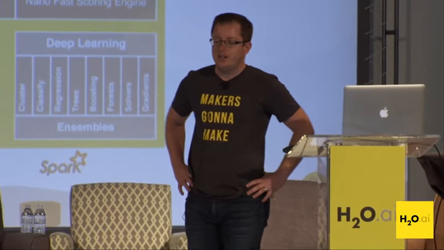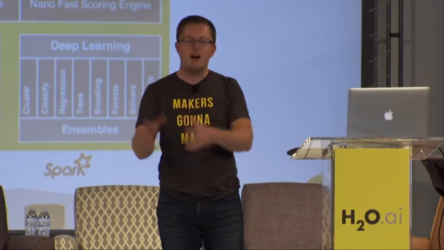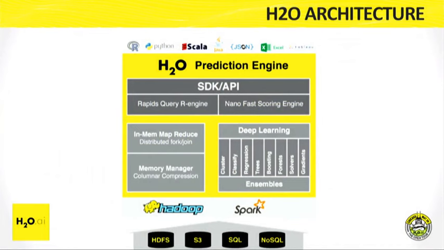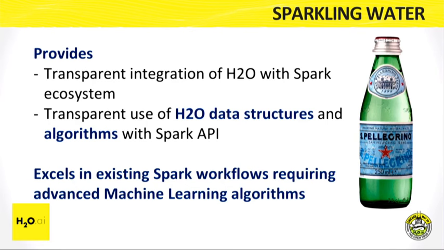You saw here different points of view of H2O, different usages of H2O from R, from Python, from Flow. In this talk, I would like to speak about how to run H2O on top of Spark. Spark is another open source project, an in-memory computation engine, which really focuses on generic computation. Most people use Spark for data munging or data transformation, and we put these two tools together and created the project called Sparkling Water. So it's a combination of H2O and Spark, and in fact it brings you transparent integration of the H2O algorithms into the Spark ecosystem.